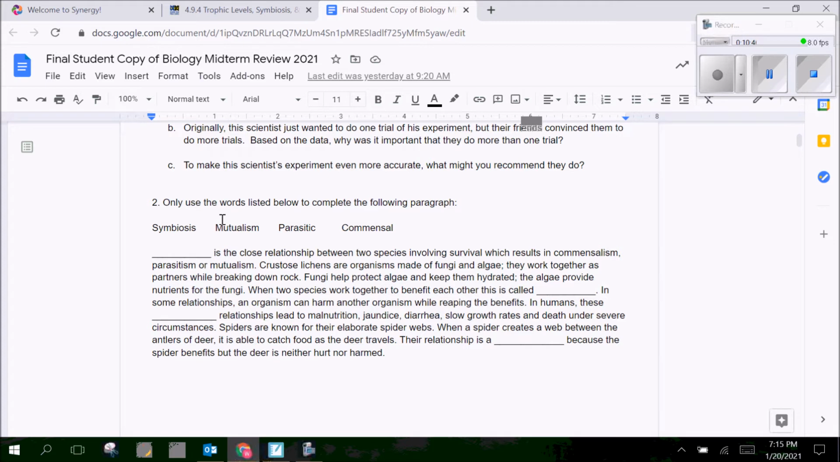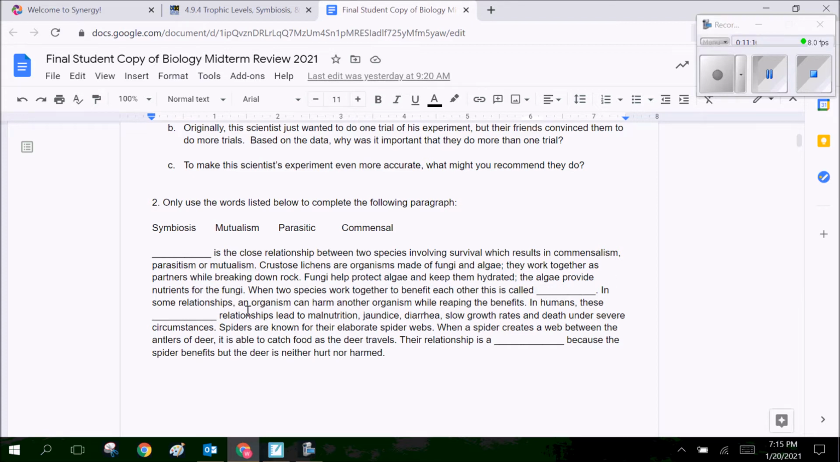Okay, for 2, only use the words listed below to complete the following paragraphs: symbiosis, mutualism, parasitic, and commensal. Blank is a close relationship between species involving survival, which results in either of these 3. That's symbiosis. Crustose lichens are made up of fungi and algae. They work together as partners while breaking down rock. Fungi help protect the algae, and algae provide nutrients to the fungi, so they're both being helped. So this one is mutualism.